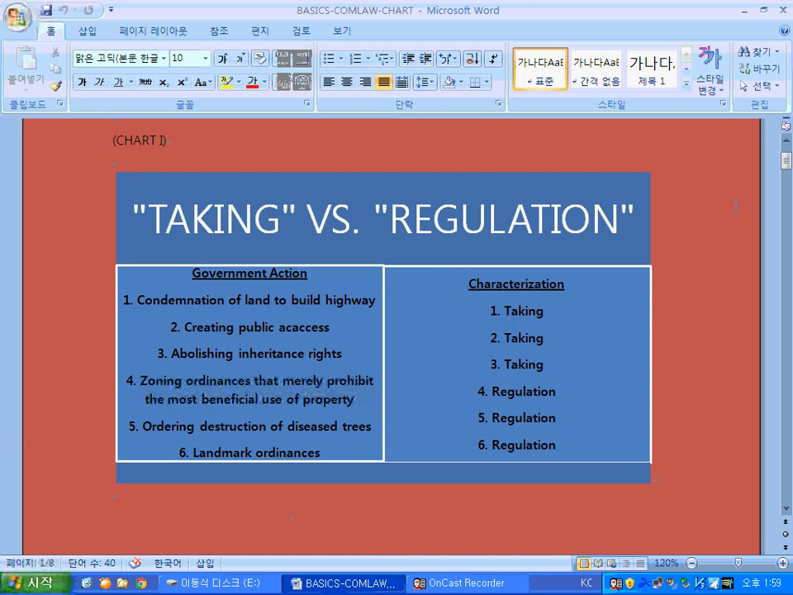And the court also confirmed the state may not require the conveyance as a condition to its approval of a land use permit for the property. A state may not require uncompensated conveyance of an easement of private property.